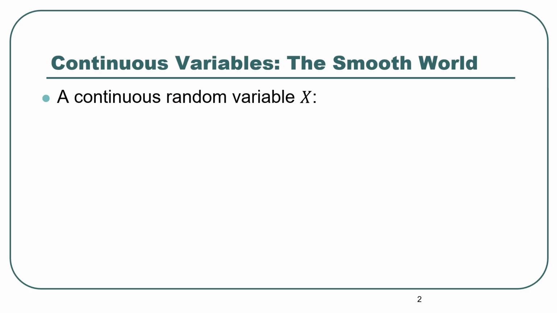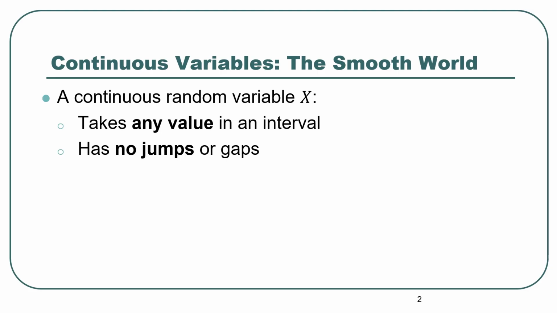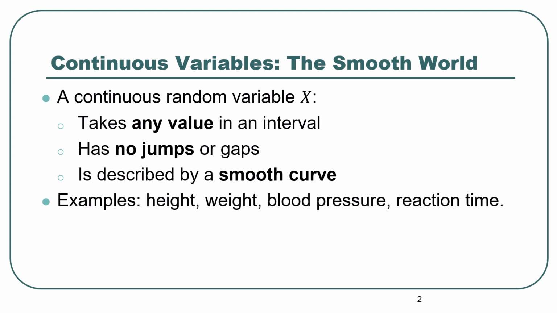A continuous random variable can take any value in an interval, no jumps, no gaps, just a smooth range of possibilities. Think about height, weight, blood pressure, all of these smooth measurements.